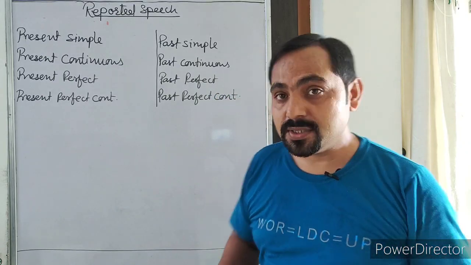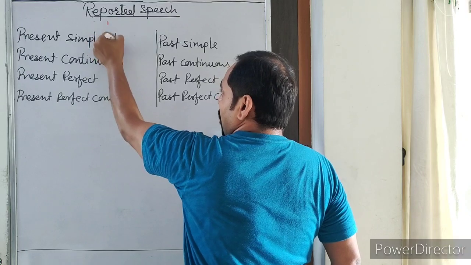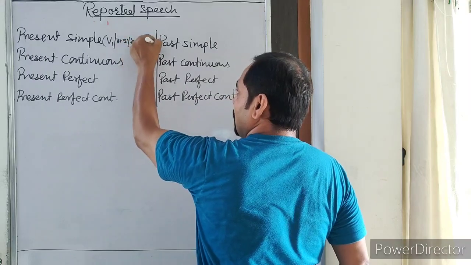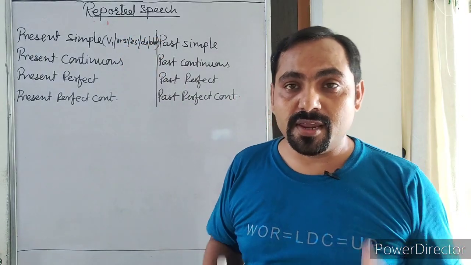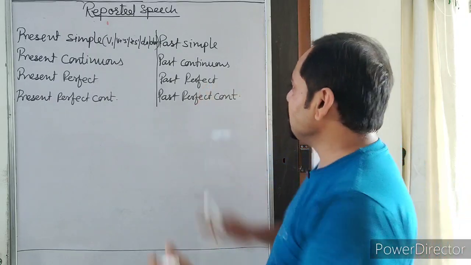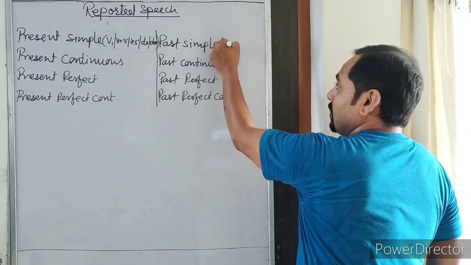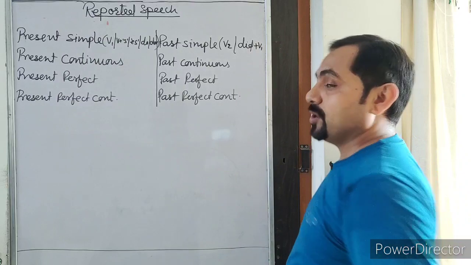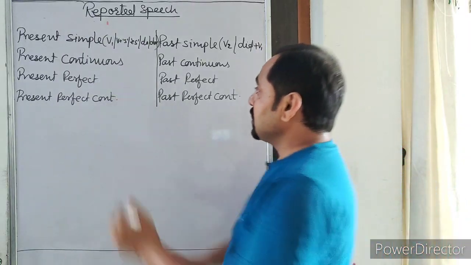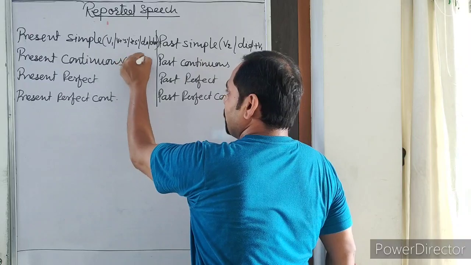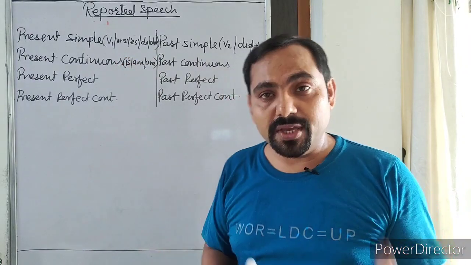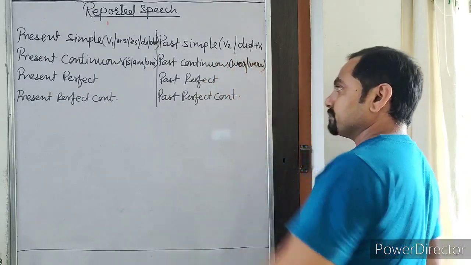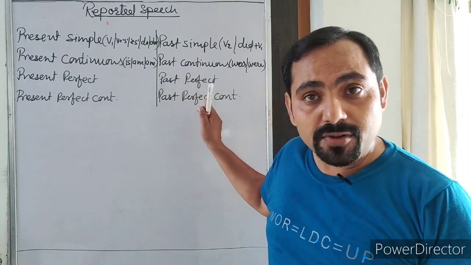continuous, right? It means if we have V1 or V1 plus s or es, or do or does, meaning if it is present indefinite tense or present simple, then we change it to past simple, where we use either V2 or did. And if we use did, then we always use the first form of the verb, that is did with first form. Then present continuous tense means is, am, are, right? And whenever we change it, it will become was and were. Present continuous tense will become past continuous tense.